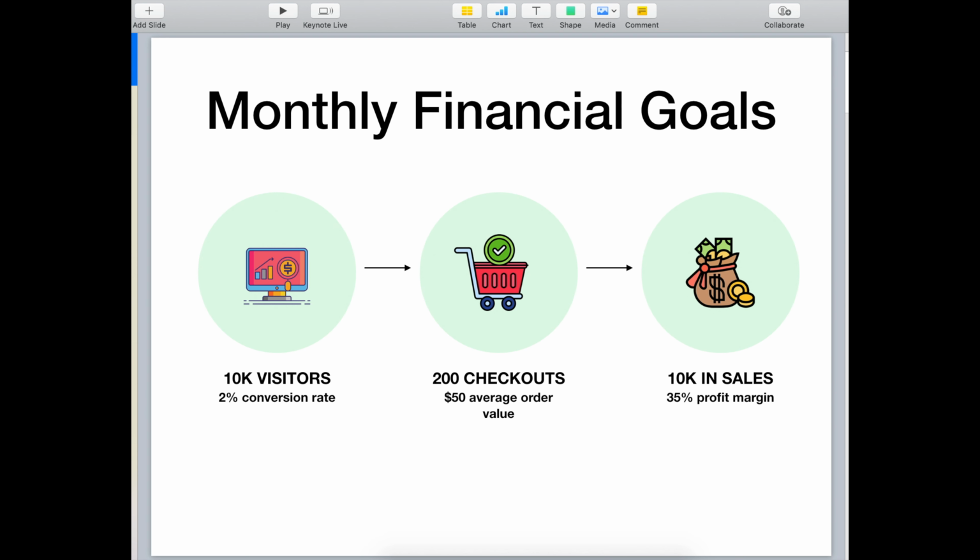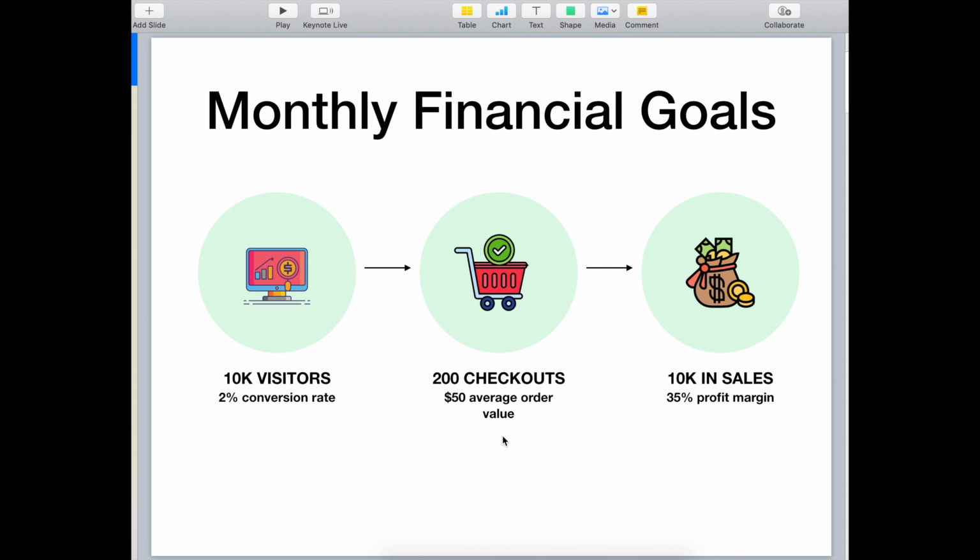So you can see I have my final goal, which is 10K in sales. And like I mentioned, I like to add in some context. So there's a 35% profit margin. And once I know my final goal, I just work my way backwards. So again, if my final goal is 10K in sales with a 35% profit margin, then the step before that would be to think, okay, how many orders do I need? And in this case, again, this is all hypothetical, I would need 200 checkouts at a $50 average order value.